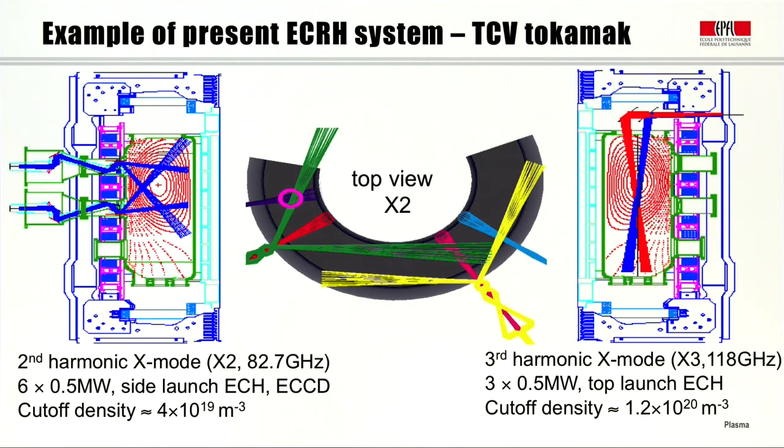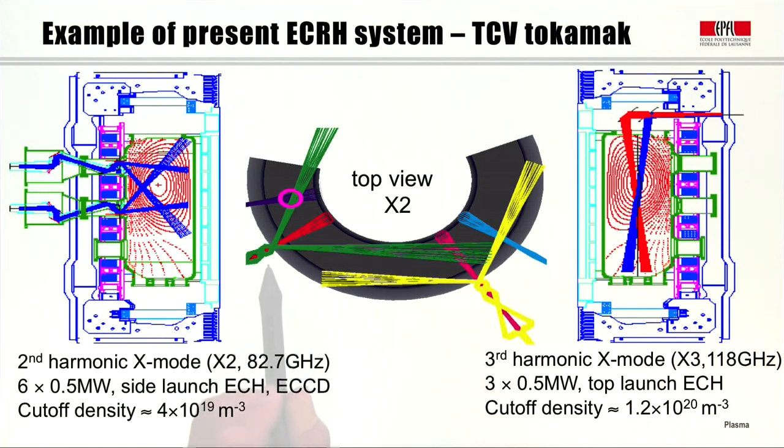More specifically, to give you an idea of the parameters of the ECRH system, we have two subsystems. The second harmonic X mode. This is exactly the scheme of operation we have illustrated in simple terms a few minutes ago. We refer to that as X2. The actual frequency is about 83 GHz. There are six sources at this frequency, each one having half a megawatt. And we inject their power through side launchers, both to heat the plasma in determined locations inside the tokamak and to launch waves with a particular direction, therefore to drive the current in the plasma, which is referred to as the ECCD scheme, electron cyclotron current drive scheme. Second harmonic X mode has a cutoff density of a few times 10 to the 19th per cubic meter.